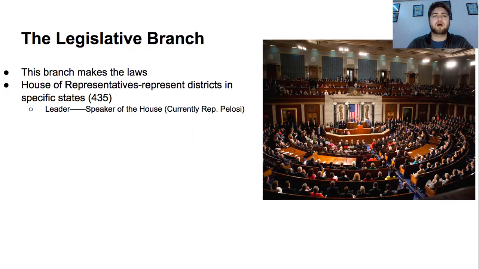The leader is the Speaker of the House. They're technically third in line for the presidency. And our current Speaker of the House is Representative Nancy Pelosi of California.